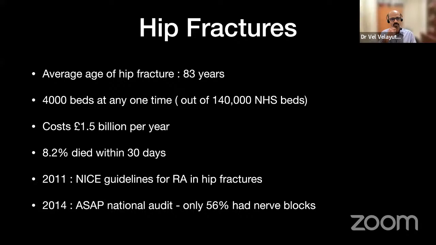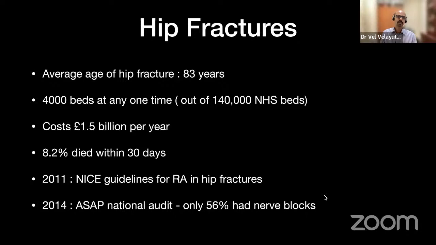to look at how the anaesthesia and analgesia were performed in hip fracture patients. At that time in 2014, only 56% had nerve blocks as part of their analgesia, which is not bad, but still could be improved quite a bit. Since then, it has got better because of all the guidelines, protocols and media around hip fractures. So it is a disease with significant morbidity that has implications in terms of clinical and economic impact.